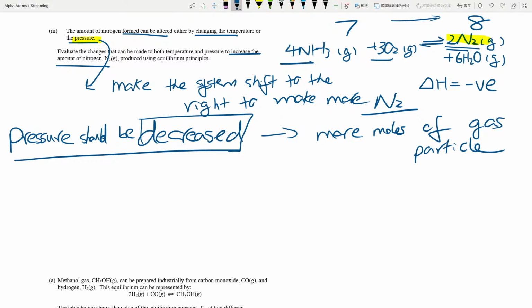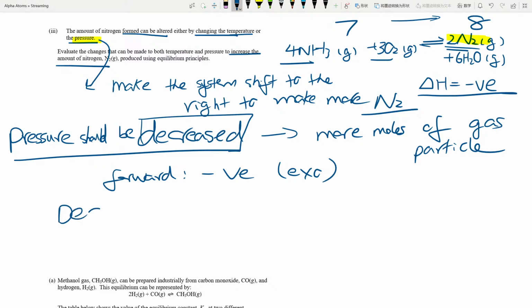Now, changing temperature. We want the reaction to favor N2 again. The forward reaction has a negative delta H, hence is exothermic. So how do we make the reaction favor the forward reaction? How do we make the reaction favor an exothermic reaction? This is when you must decrease the temperature.